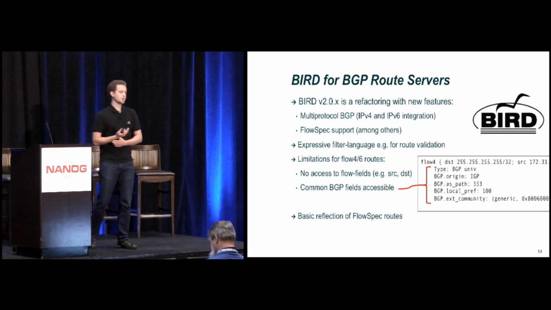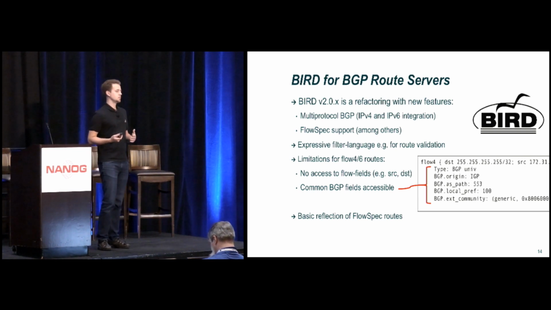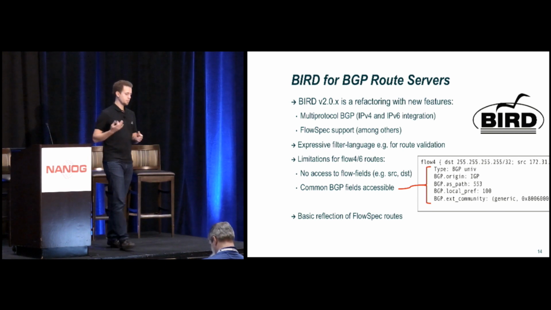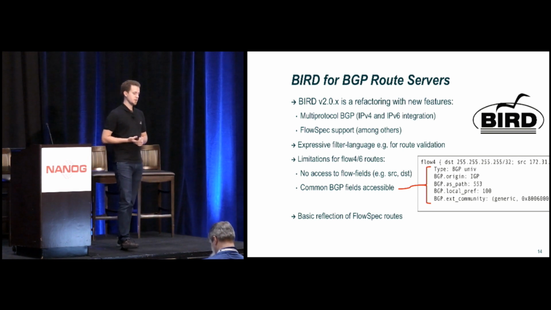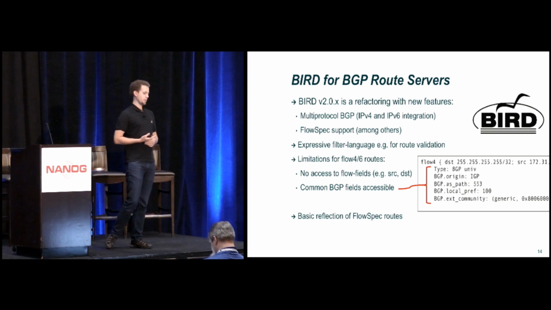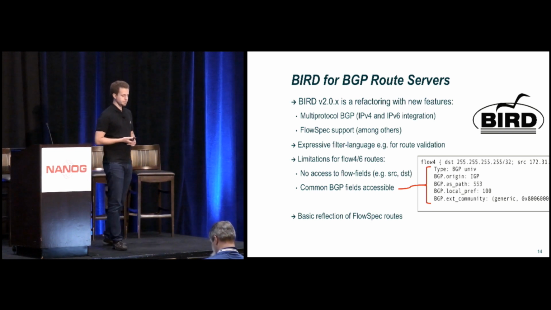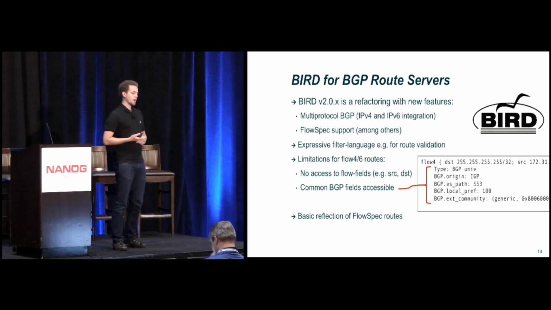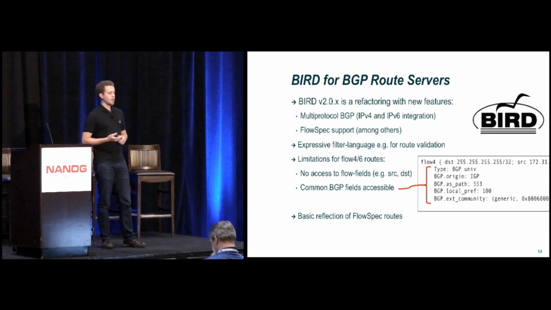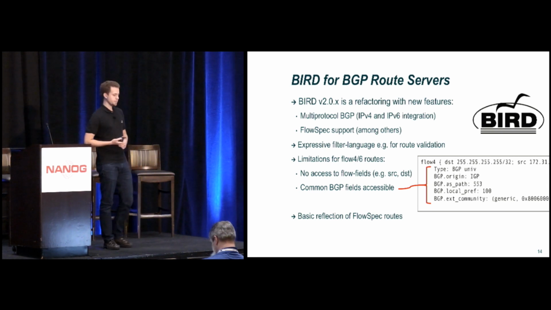Next up is our route server setup. I will explain the setup, and then I will explain the evaluation that we did. We're using BERT for our route servers. BERT is an open source routing daemon, and in December, version 2.0 appeared. That's a major refactoring of the software, and for the first time, multi-protocol BGP was included. Also, an integration for IPv4 and IPv6, and Flowspec support. And this basically made us have a look at it.